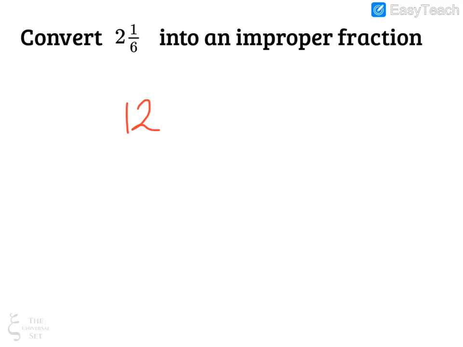12 of those will make up the 2 whole pieces. And then I've got an extra 1, because there's this extra 1 here, over 6. So where did the 12 come from? It was the 2 times the 6 plus the 1. So my answer is 13 sixths.